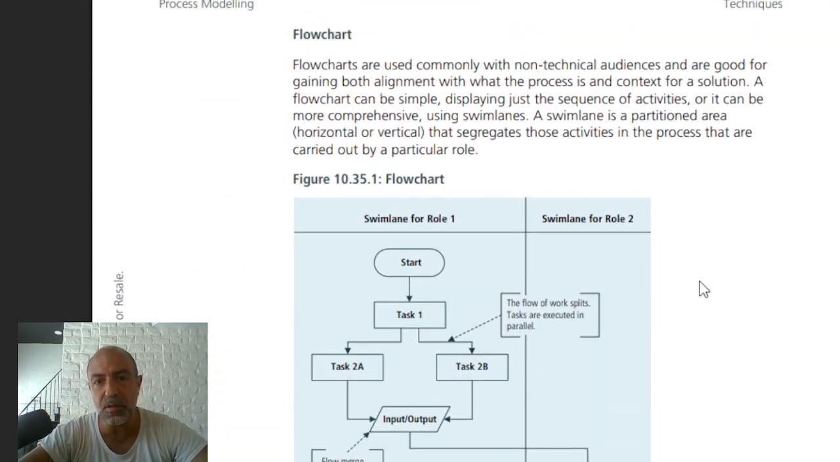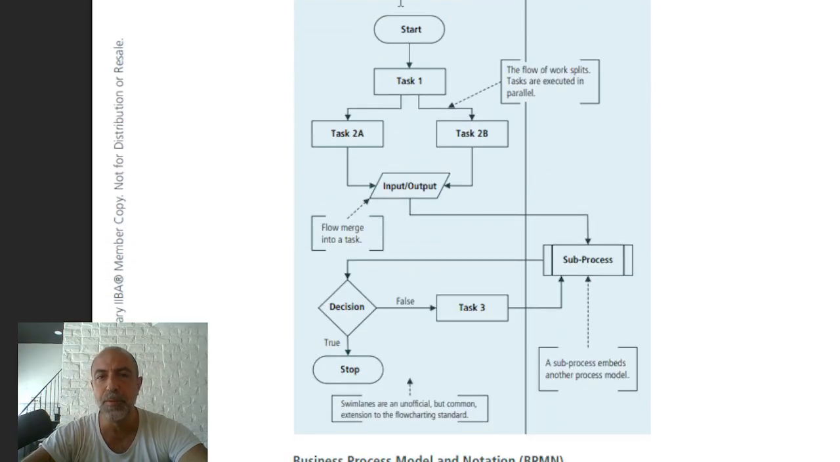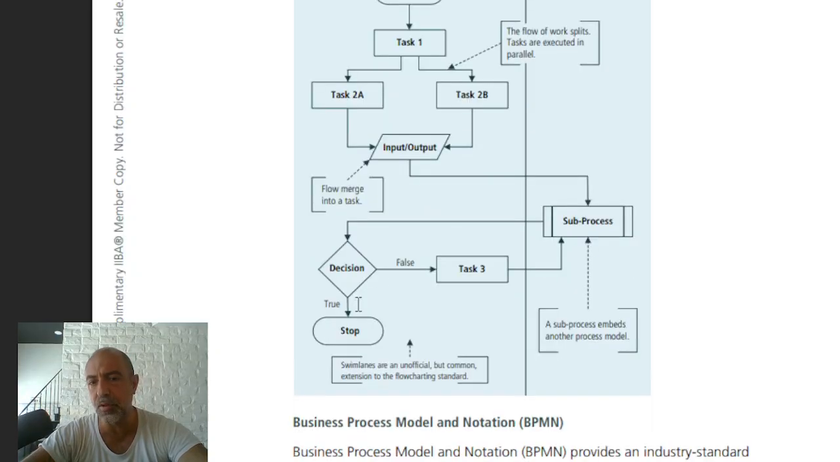Flowcharts are commonly used with non-technical audiences. Yes, this is non-technical and good for gaining both alignment with the process and the context of the solution. A flowchart can be simple, displaying just a sequence of activities, or it could be more comprehensive. Swim lanes: a swim lane is a partitioned area, horizontal or vertical, that segregates the activities in the process that are carried out by a particular role. Here is basically, we say it's very simple. Start, task, input, output, decision.